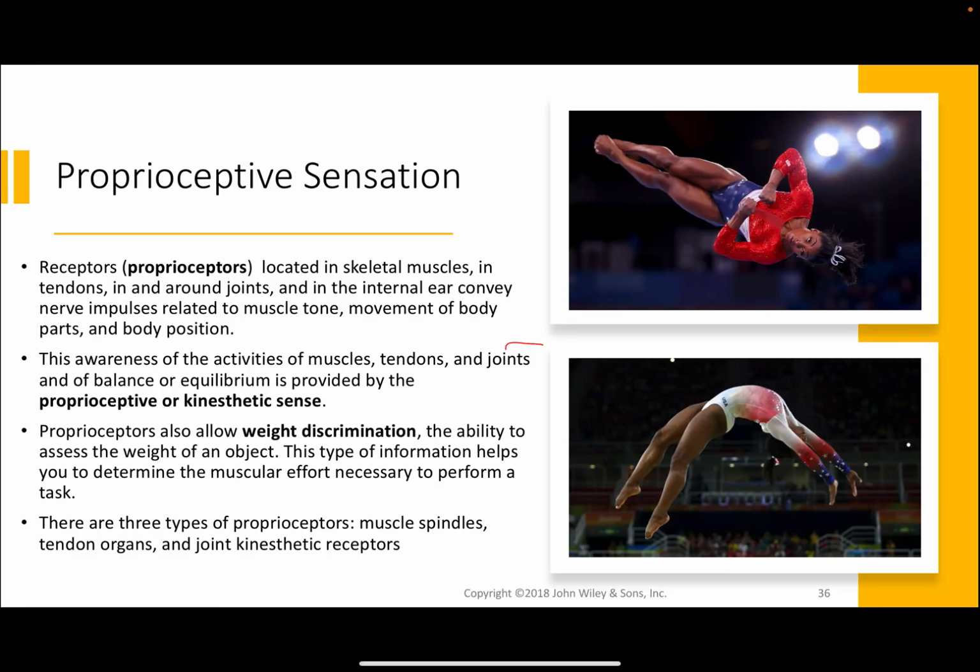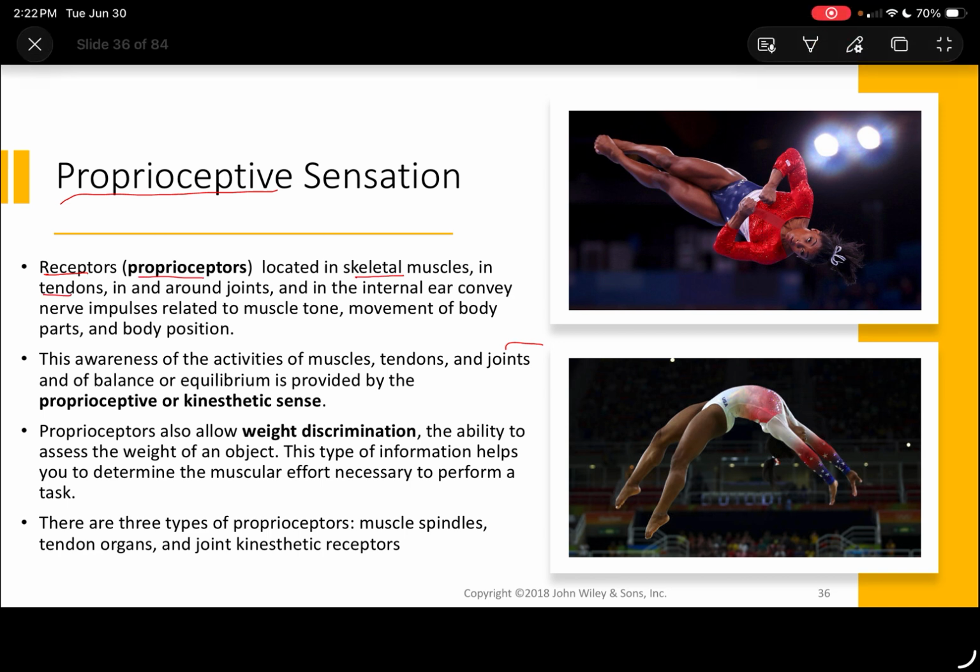Last but not least, we have to talk about our proprioceptive sensations. Say that 5 times fast. These receptors are known as proprioceptors, and they are going to be located in skeletal muscle, tendons, and in and around the joints. Oh yeah, and we also have them in the internal ear. We'll get into that when we do special senses. But these are going to relate nerve impulses regarding muscle tone, movement of the body parts, as well as the body's position in air.